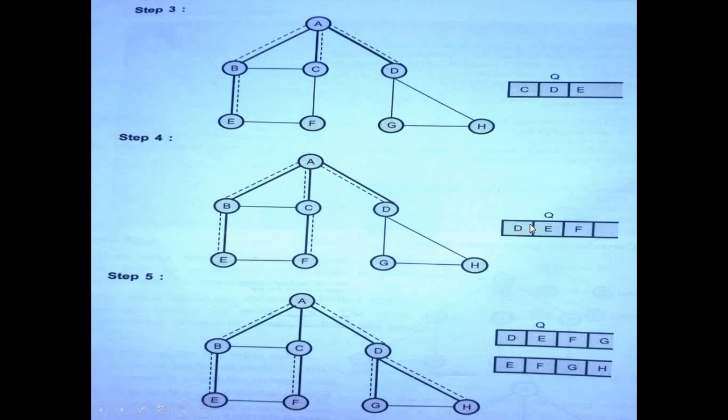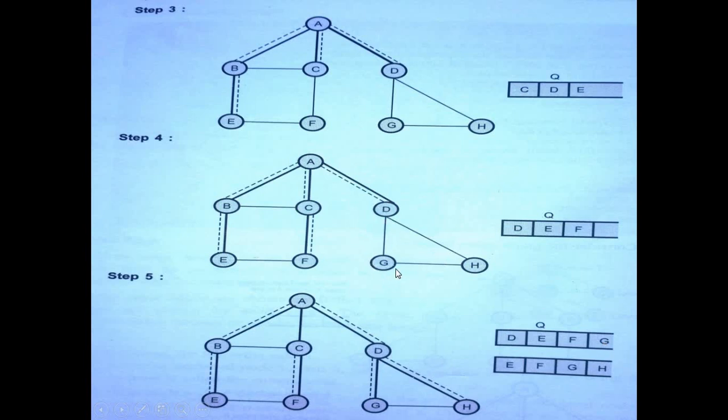After D, our E vertex is there. So explore E. From E, the adjacent vertices are B, that is already explored, and F, already explored. The next vertex is F. From F, our adjacent vertices are C, that is already visited, and E, that is already visited. So we have to go after F. After F, our vertex is G.